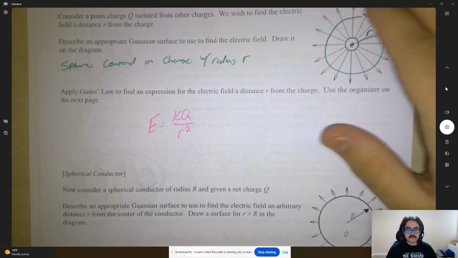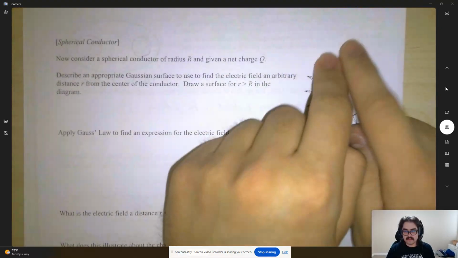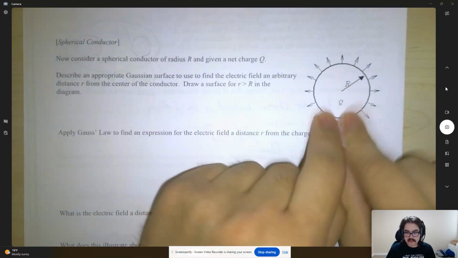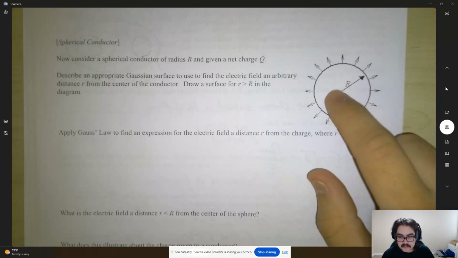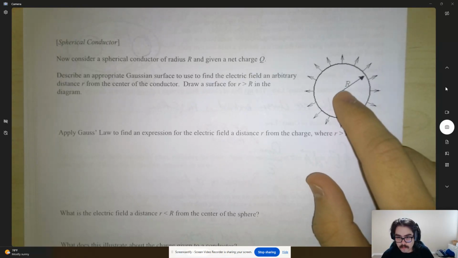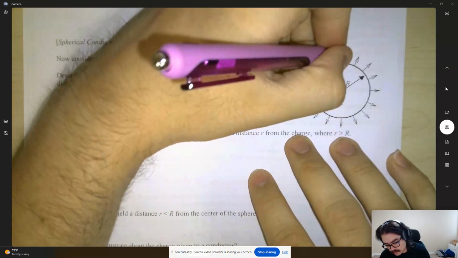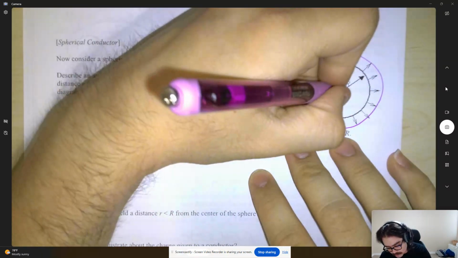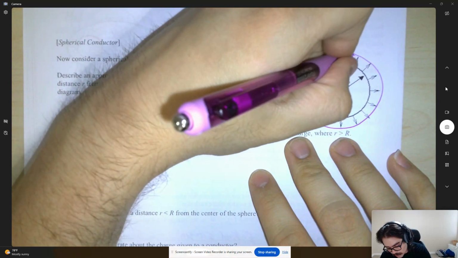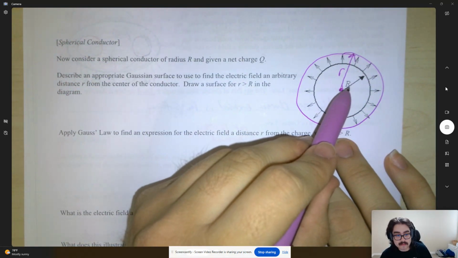Okay, for a spherical conductor, this is where we have a solid sphere, and it's a conducting sphere, so it has charge on it. Well, again, this is basically a larger point charge. So what I'm going to do instead is make my Gaussian surface an even bigger sphere, with a radius little r, which is the confusing part. Little r is going to be greater than big R.